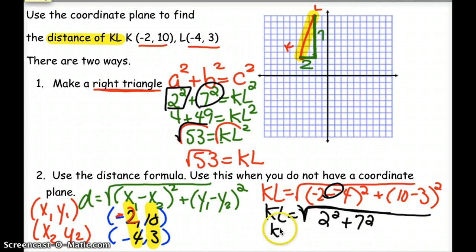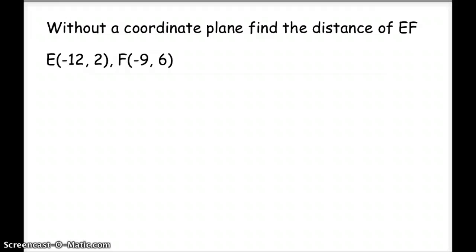So I've got KL equals square root of 4 plus 49. And I'm getting my KL to equal square root of 53. And again, I don't have my calculator available, but your book is going to ask you to round that to 2 decimal places or to the hundredths. I'm not going to do this next problem, but if you are interested in doing it on your own, EF equals 5.